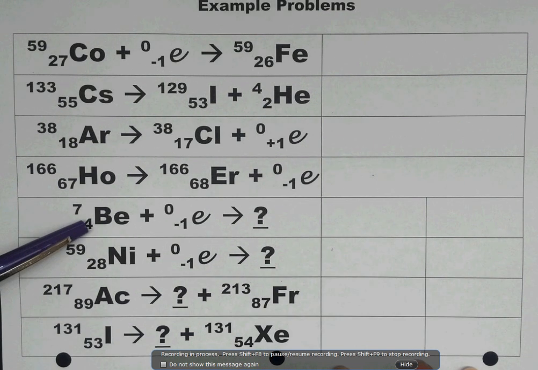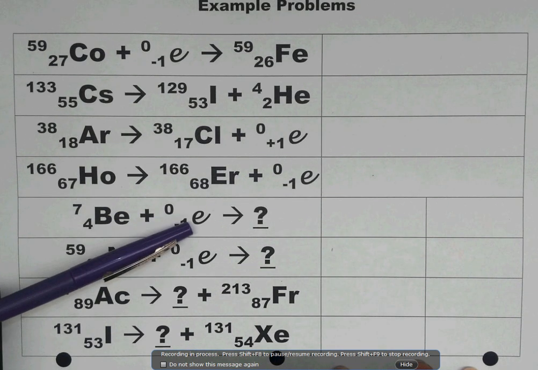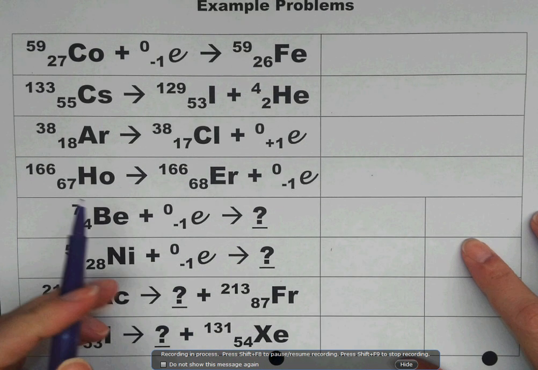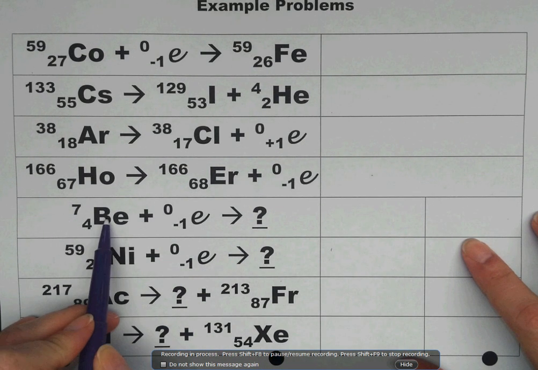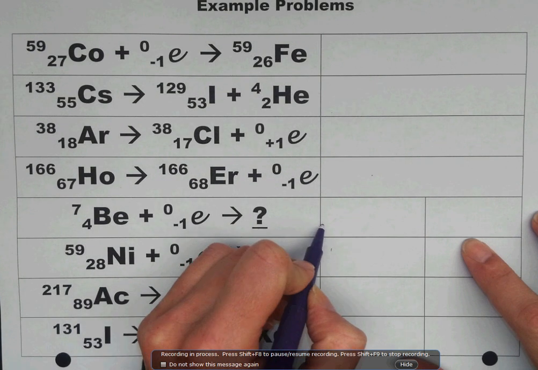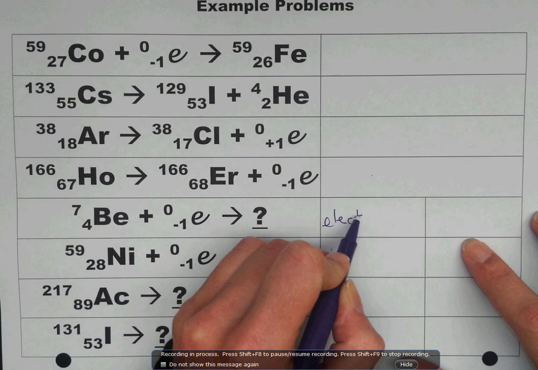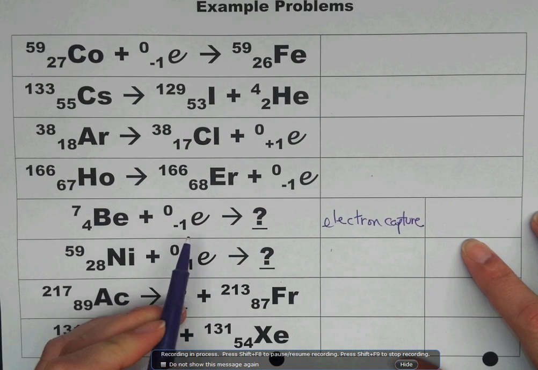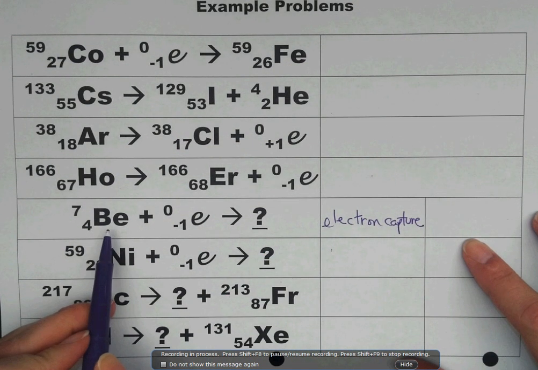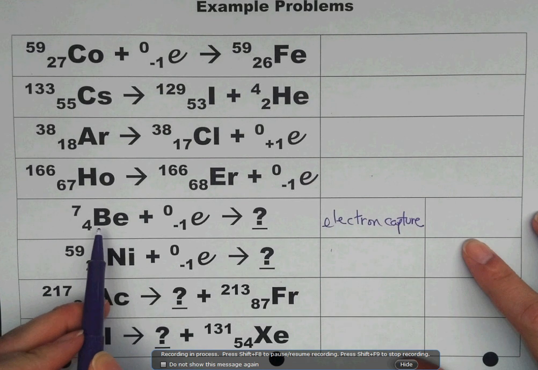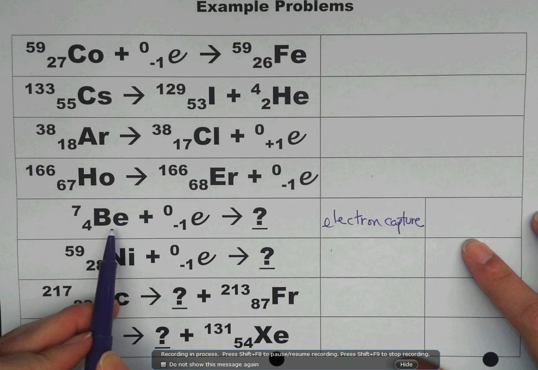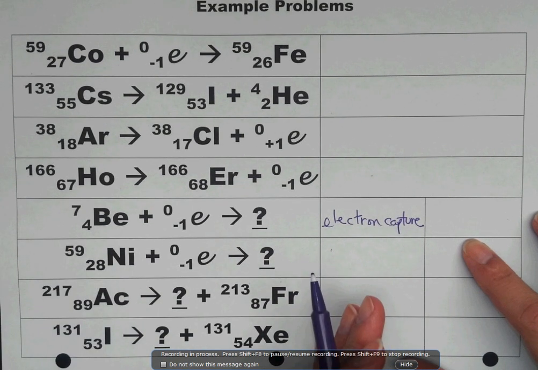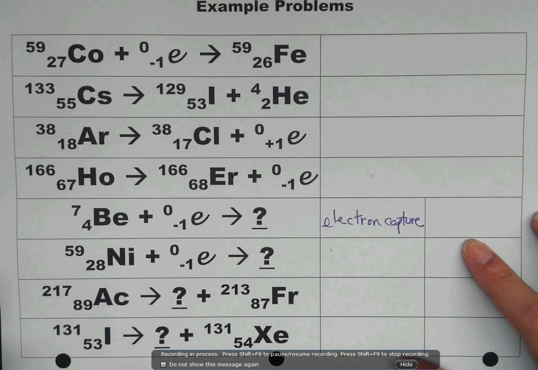So we have beryllium-7 plus an electron. There's only one type of reaction that we looked at in which we're going to have the element plus an electron, and that is going to be electron capture. So in electron capture, remember, the nucleus absorbs one of its own electrons, and that electron gets attracted to the proton, and the proton changes into a neutron because it had a 1 plus charge, and then it has the 1 minus charge, so then it's going to be neutral, so it's going to be a neutron.